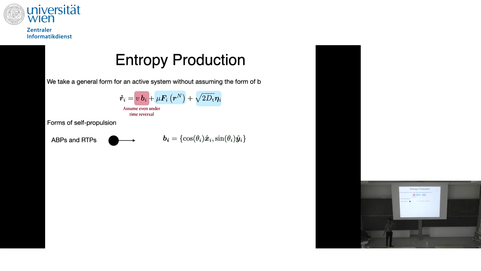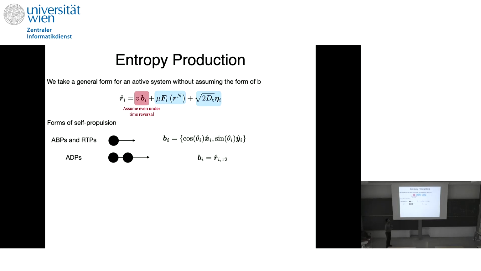The models that I'll consider, there are several of them. The first are active Brownian particles and run-and-tumble particles. For those, the orientation vector b_i is just cosine theta in x and sine theta in y, and the statistics of theta will differ. For active Brownian particles, theta is diffusive as well, in a different dimension. And for run-and-tumble, as mentioned with a lot of the other models earlier, there's some rate gamma, or characteristic time scale, at which it tumbles, and otherwise it moves ballistically.